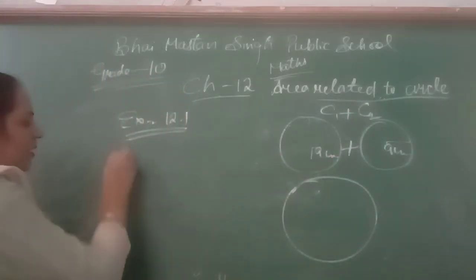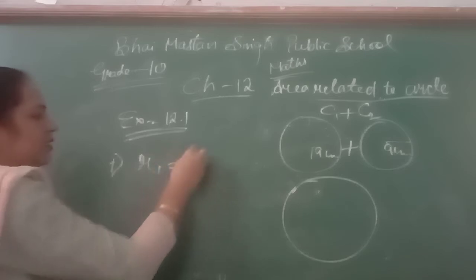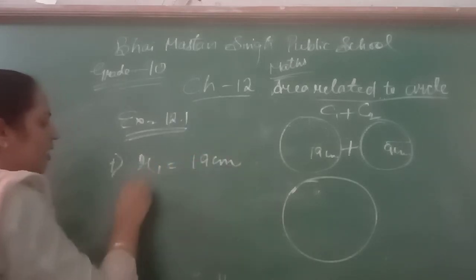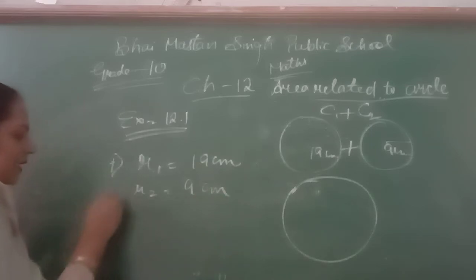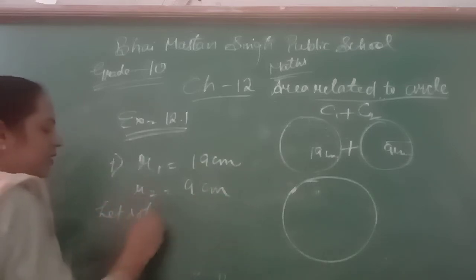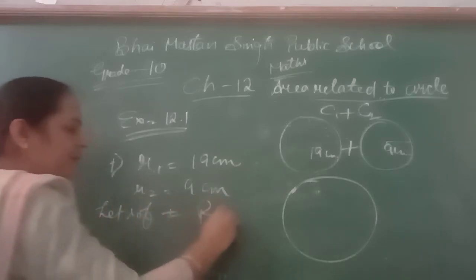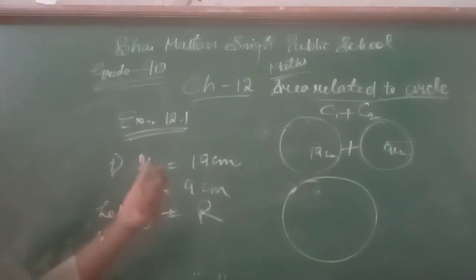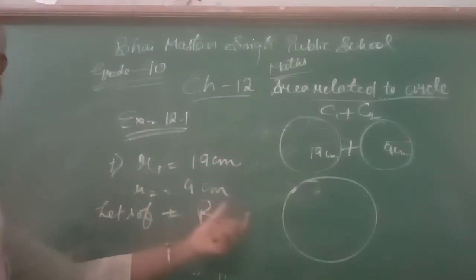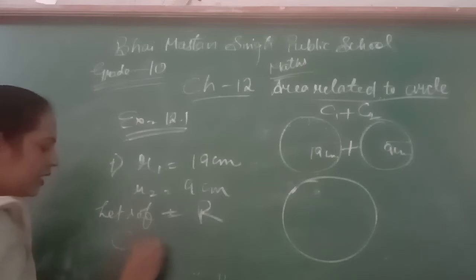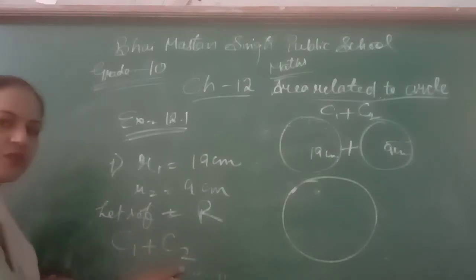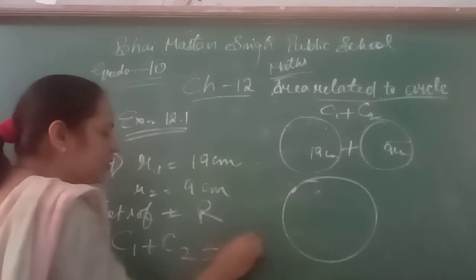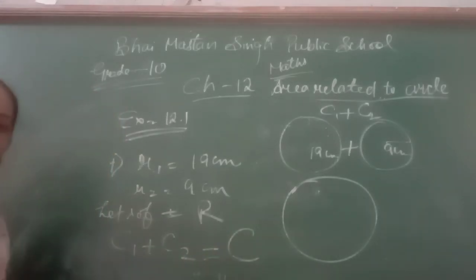So first of all I will write: the radius of first circle is equal to 19 centimeter. Radius of second circle is equal to 9 centimeter. So let the radius of third circle be R. They said the circumferences of these two together are equal to the third one. So C1 plus C2, circumference of circle 1 plus circumference of circle 2, is equal to circumference of third circle.